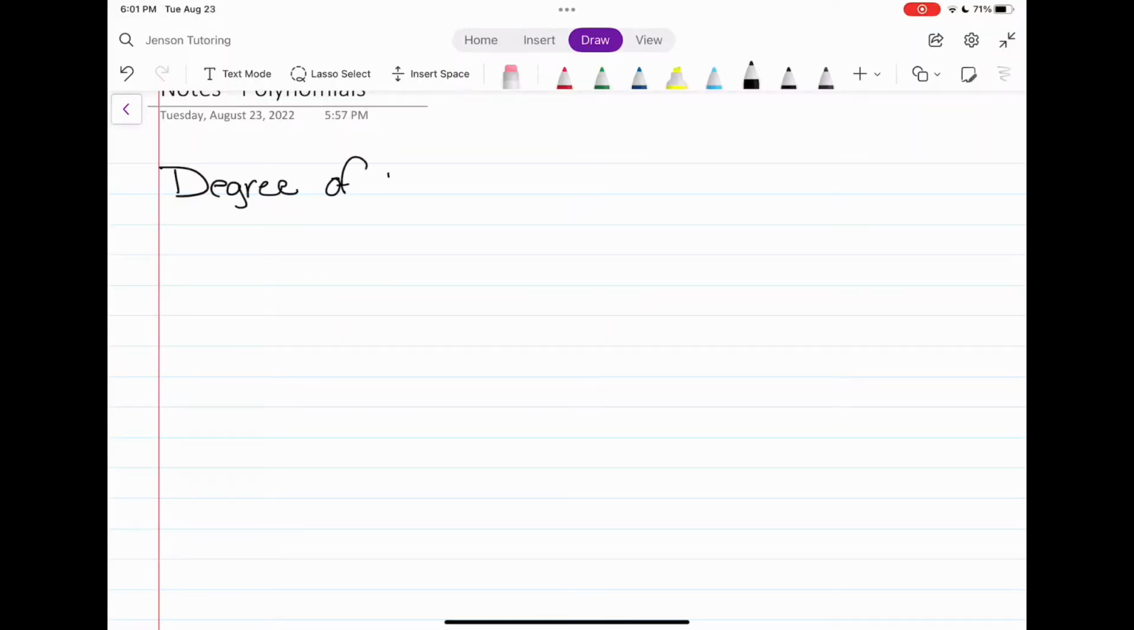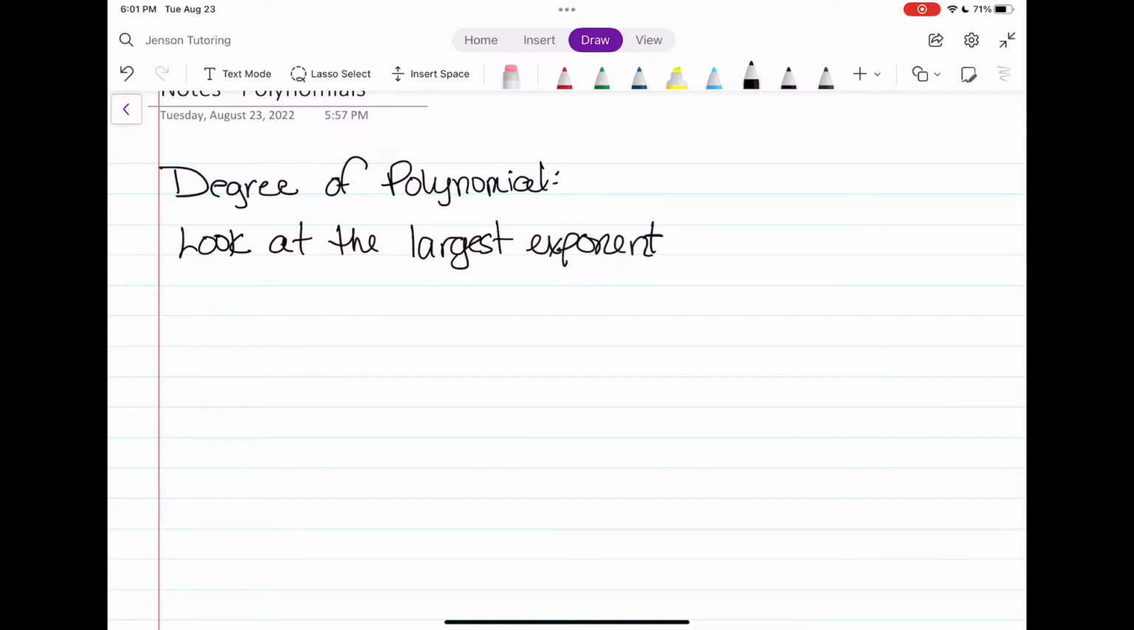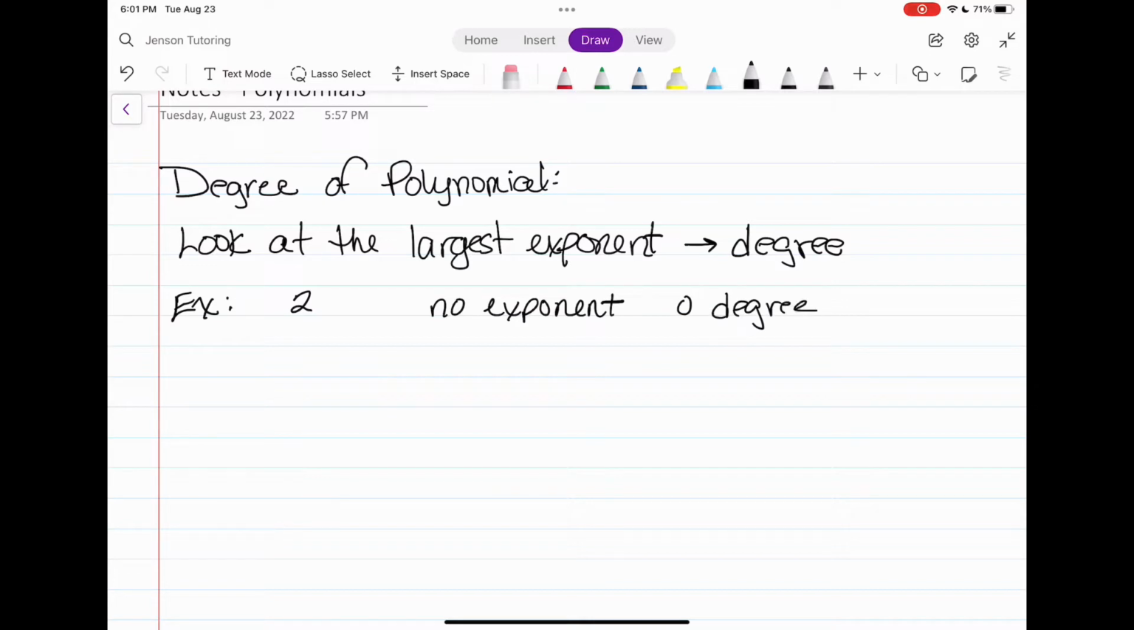And so let's start reviewing what it means when we say the degree of a polynomial. Basically, all that you need to do is look at the largest exponent, and that will tell you what the degree is. So for example, if you just have a number, that's really x to the 0 power. There's technically no exponent. And so that's considered a 0-degree polynomial, or what we call a constant.